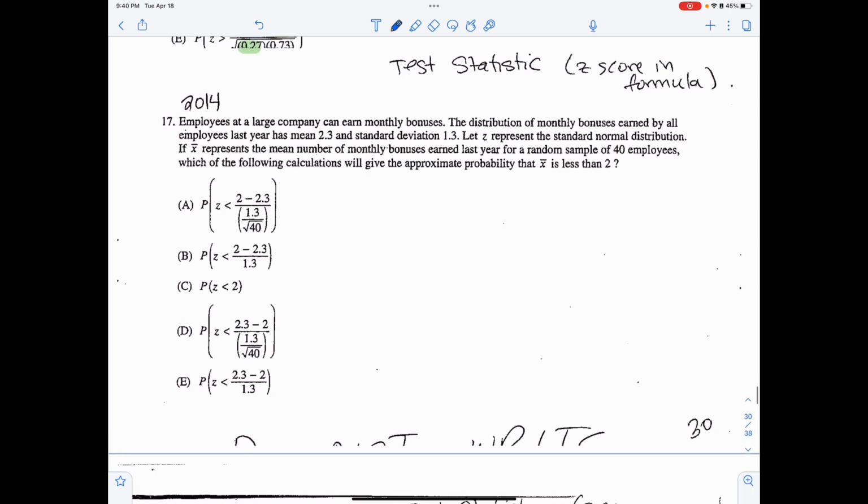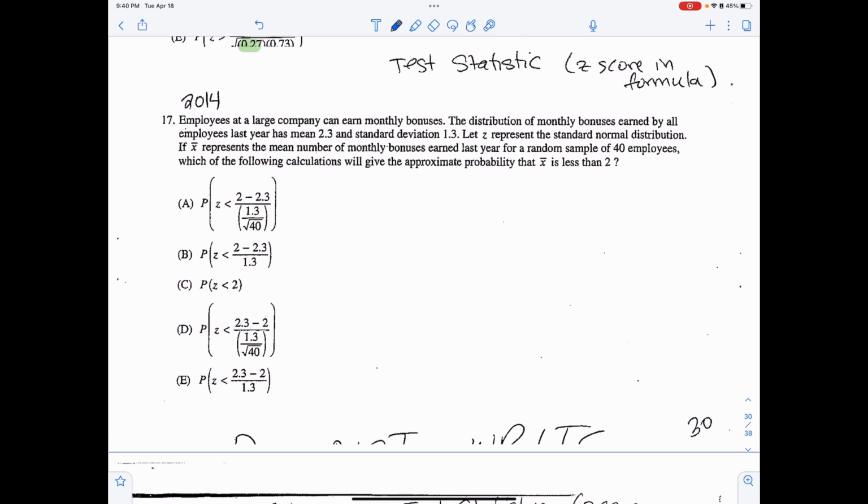Okay, for a z-score formula here. So I'm just looking at the z-scores, and let's see what we have, if it's means or if it's percentage, but it looks like it's going to be X bar, so it looks like we're going to be doing standard deviation with sigma. So let's go ahead and read it. Employees at a large company can earn monthly bonuses. The distribution of monthly bonuses earned by all employees last year has a mean of 2.3, so X bar of 2.3, and a standard deviation of 1.3. Let Z represent the standard deviation of a normal distribution.